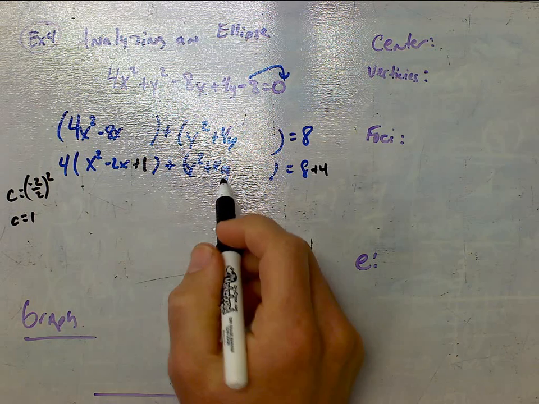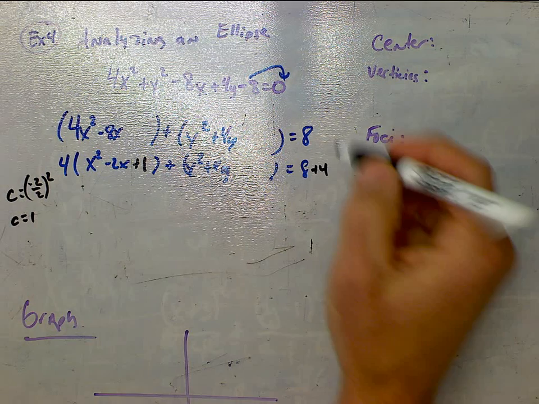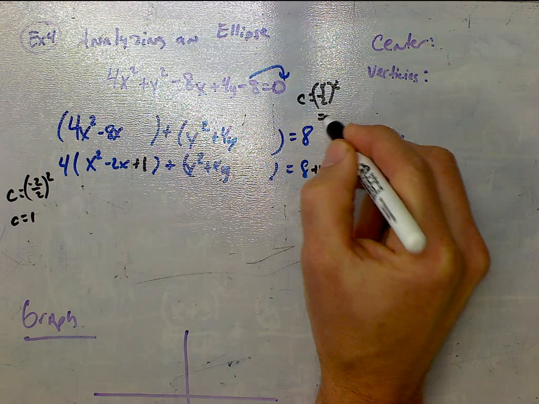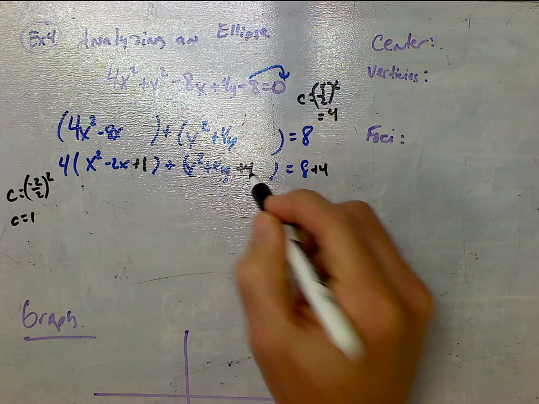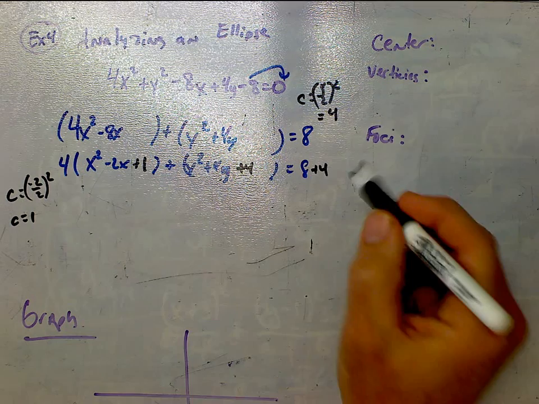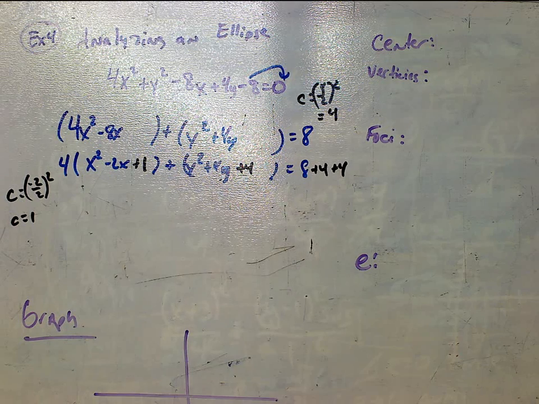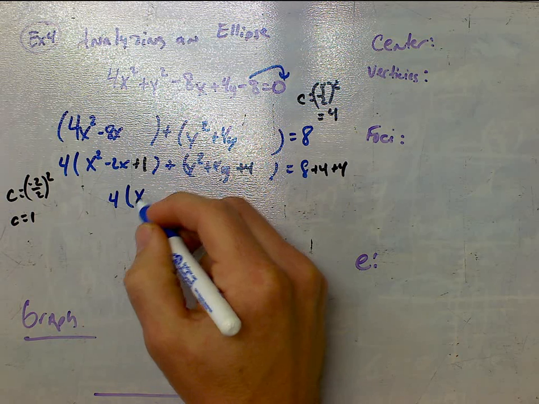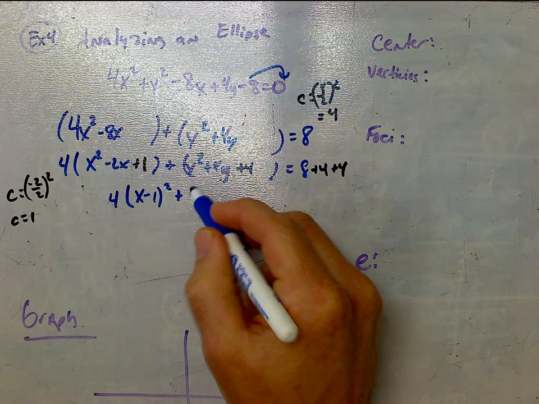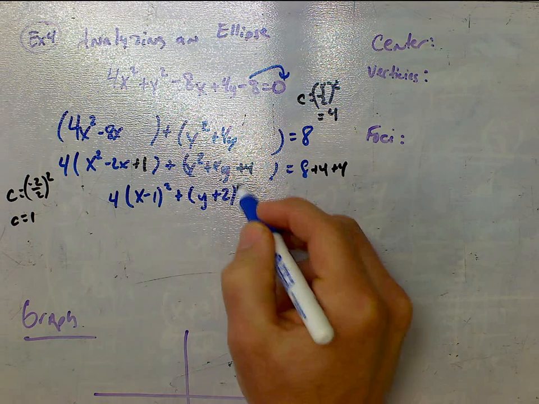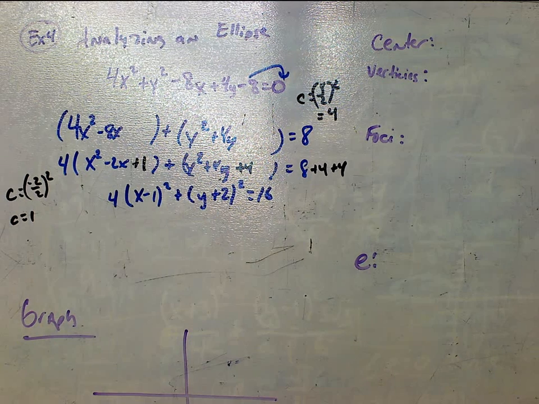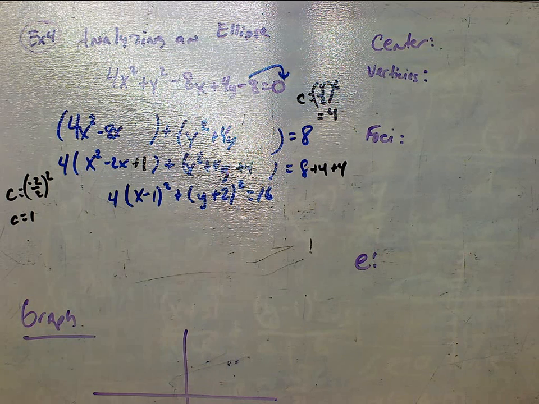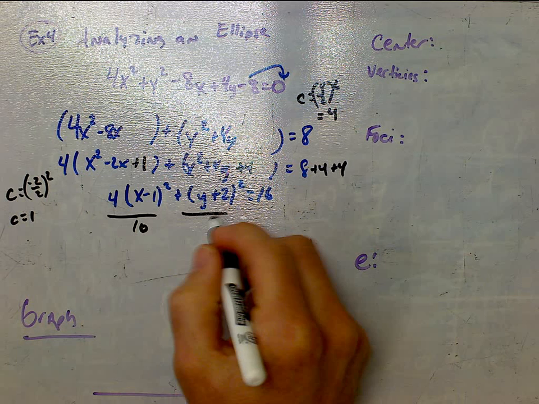For this one, c equals 4 divided by 2, squared, so it would be 2 squared, which is 4. So add 4. Nothing outside the parentheses, so add 4 over here. Now I'm going to write this as 4 times x minus 1 squared plus y plus 2 squared equals 16. Then I want to make it equal to 1, so I'm going to divide everything by 16.